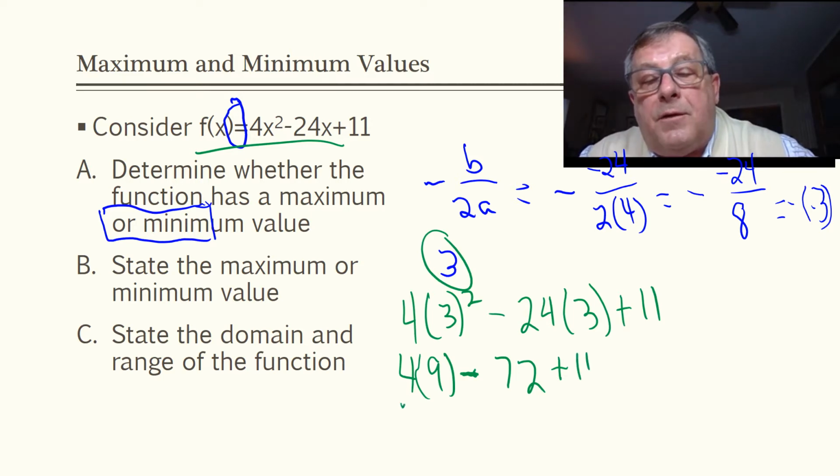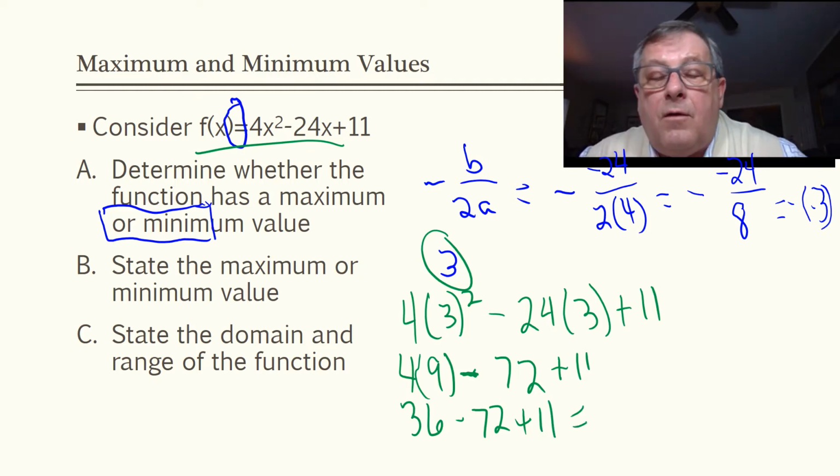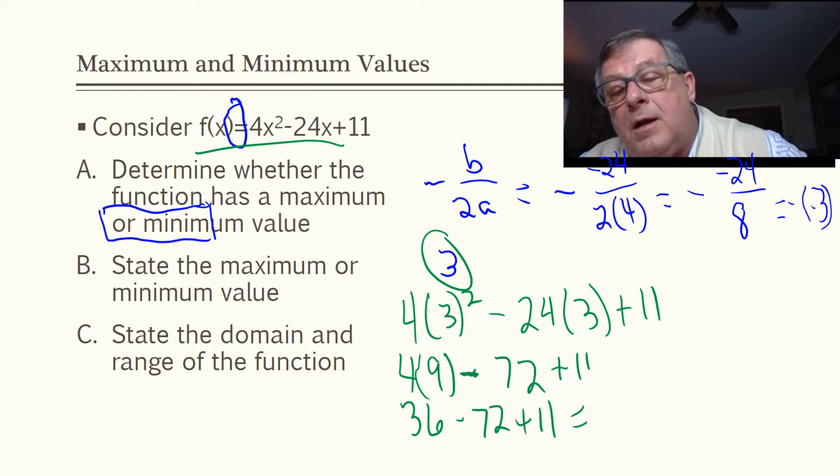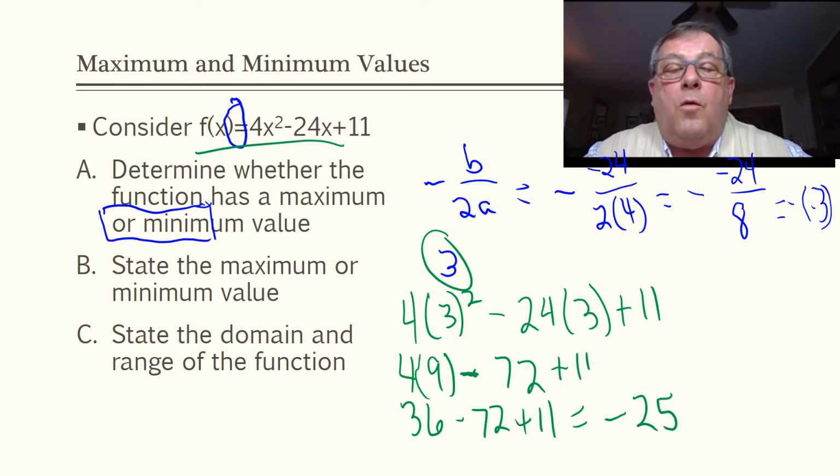And so that's going to give me 36 minus 72 plus 11. And when I solve all that, 36 minus 72 is going to give me negative 36 plus 11. My minimum is going to be negative 25. In other words, when x is 3, y is going to be negative 25.